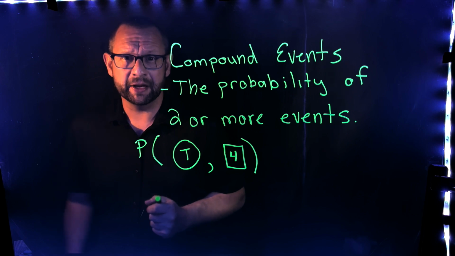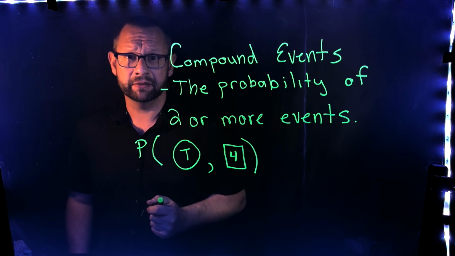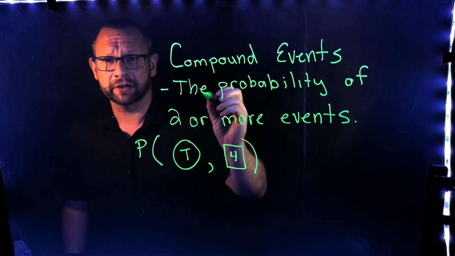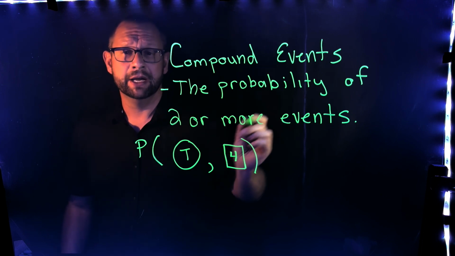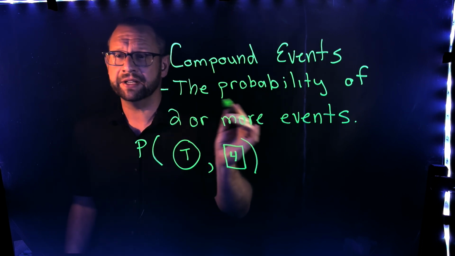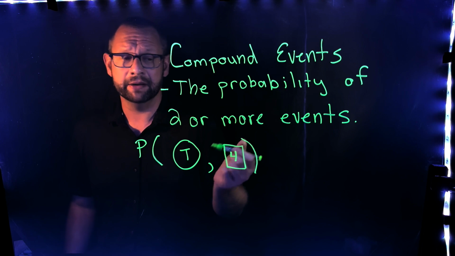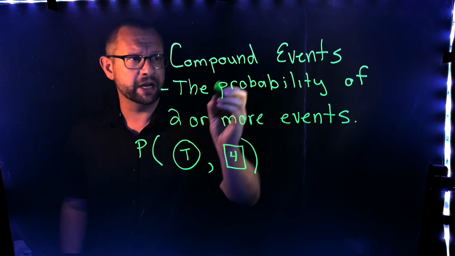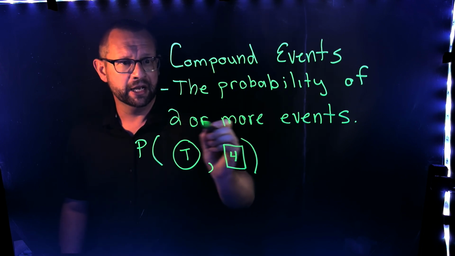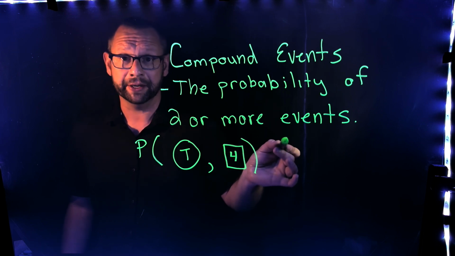This is a video lesson about something called compound events. Compound events occur in probability all the time. So let me show you a real basic example of a compound event. Here's the definition: a compound event is the probability of two or more events occurring.